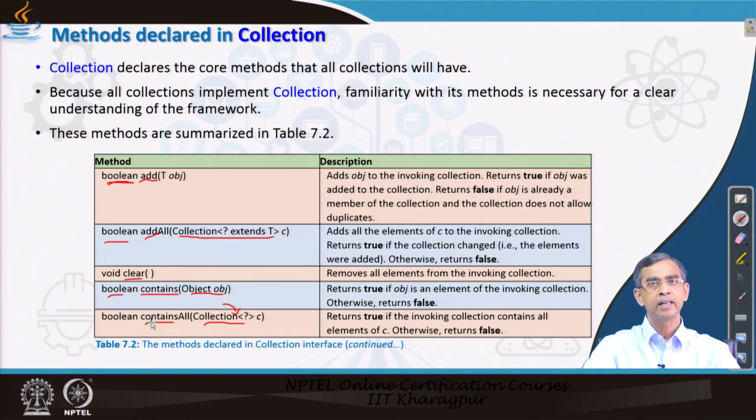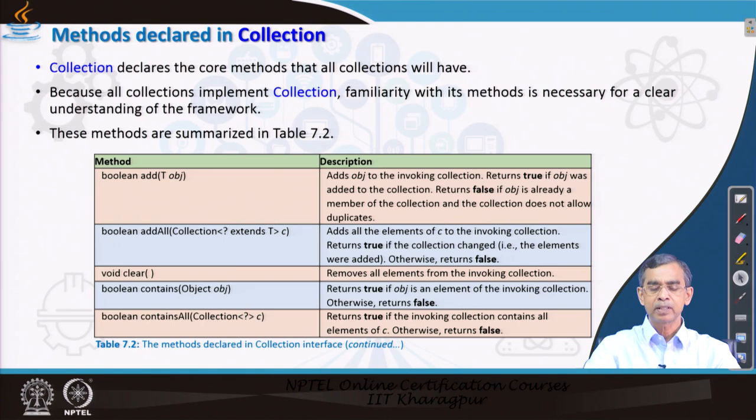If it is there, return true. If it is not there, return false. And here the collection that you passed and the collection it is there, not necessarily the same sequence or same order, in any order, it will search one by one and then check if all are present there or not. So, these are the methods in an understandable form.